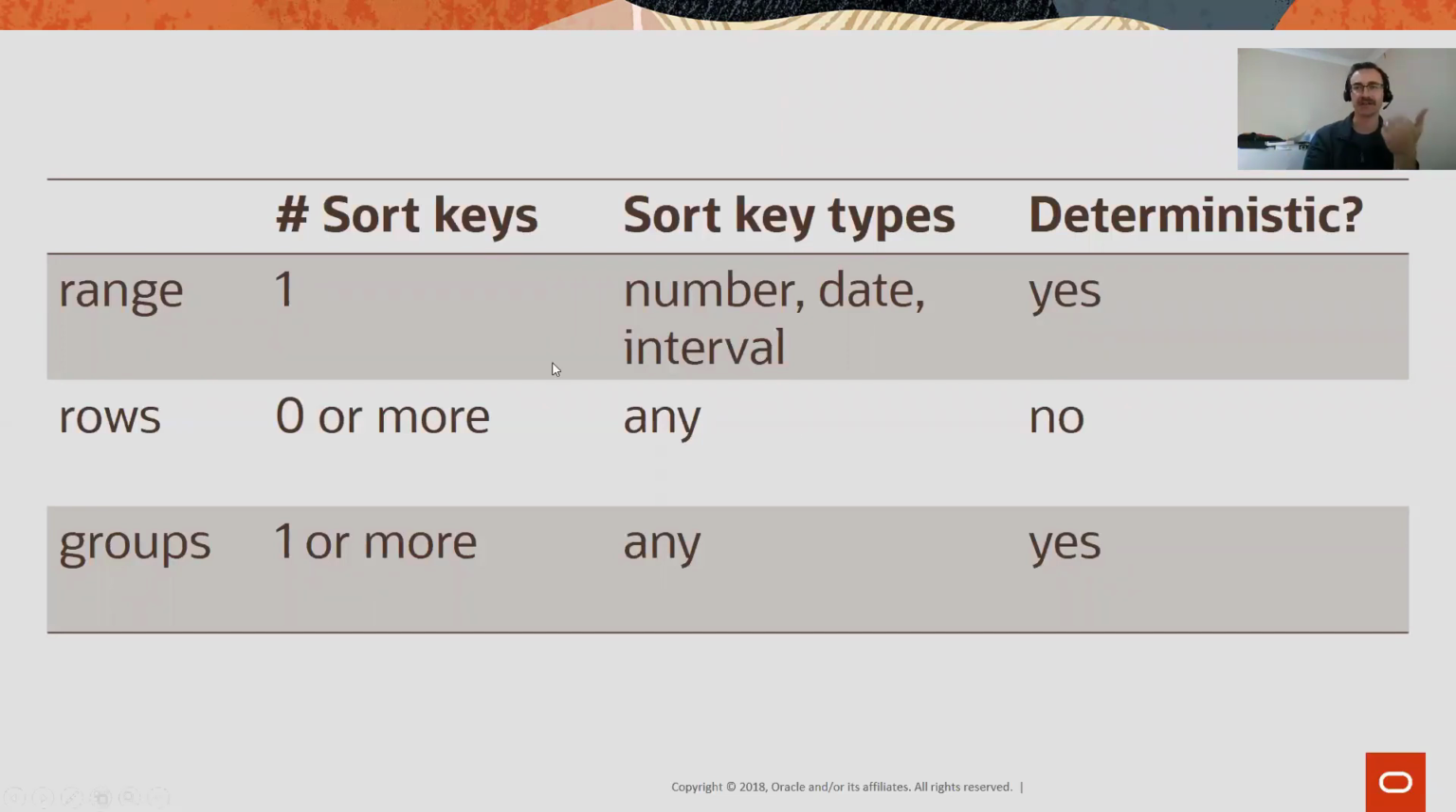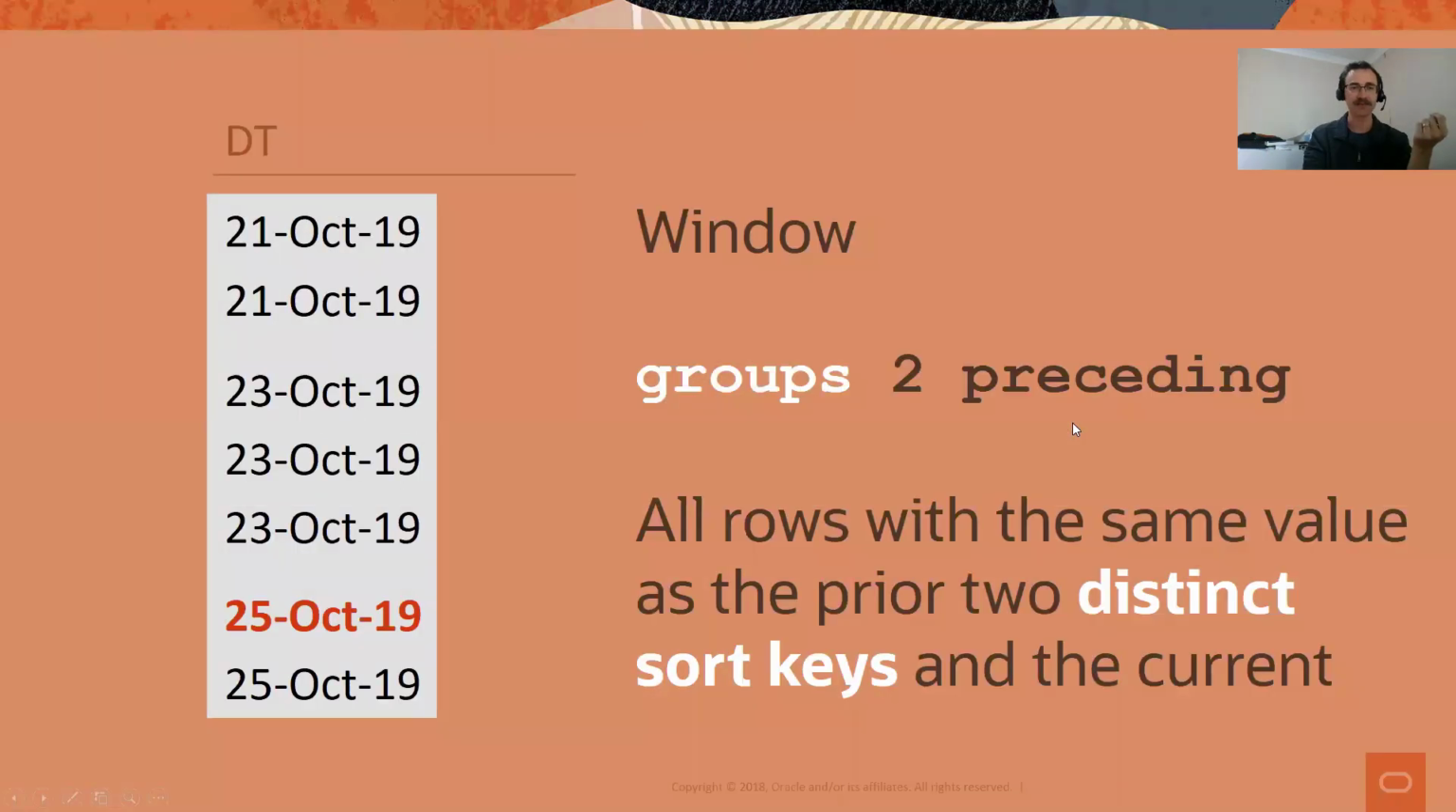So range, you can only sort by one column, and the values have to be additive, so you can't do this on a varchar. But it is deterministic, unlike rows, which you can do on any type of sort key. You can have any number of columns in your key, but it is non-deterministic. If we go back to our previous example here, two rows with the 25th, they've got the same value. So this is non-deterministic if that's the only thing we're sorting by. We might flip those around accidentally. So rows can be non-deterministic.